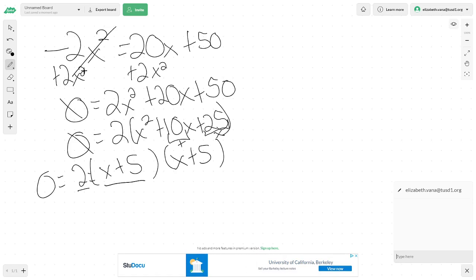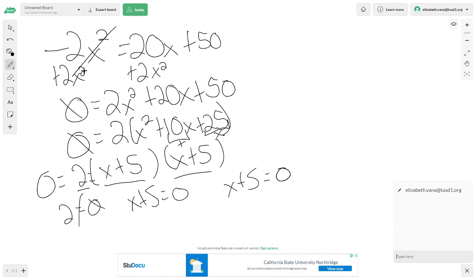Now I can set up each of these pieces. 2 equals 0? Well, it doesn't, but it's just a number, so we can rule out that the answer is going to be 2. x plus 5 equals 0. x plus 5 equals 0. We notice that these are the same equation. I'm only going to solve it once. x equals negative 5. So that again is my only solution of this whole mess here. x has to equal negative 5 in order for it to be 0.